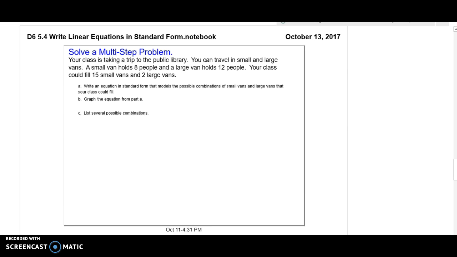All right, multi-step problem. So your class is taking a trip to the public library. You can travel in either small vans or large vans. Okay, small holds 8 people. And then a large holds 12 people. Your class could fill this many small vans and large vans. So 15 small, 2 large. So let's figure out how many people there are.